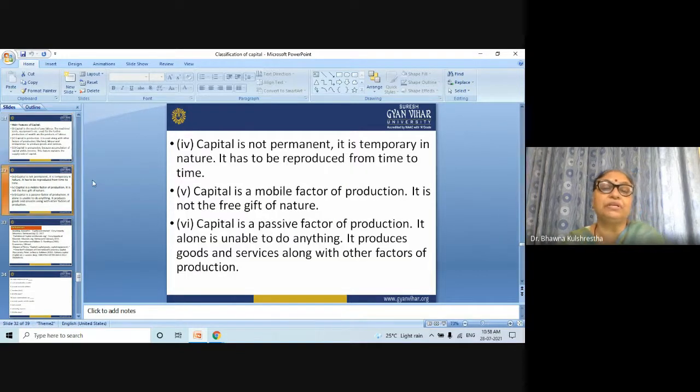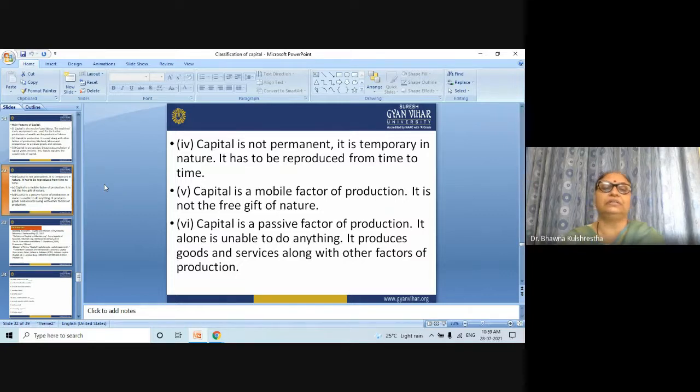Capital is not permanent. It is temporary in nature and has to be reproduced from time to time. Capital is a mobile factor of production. It is not the free gift of nature. Capital is a passive factor of production. It alone is unable to do anything. It produces goods and services along with other factors of production.